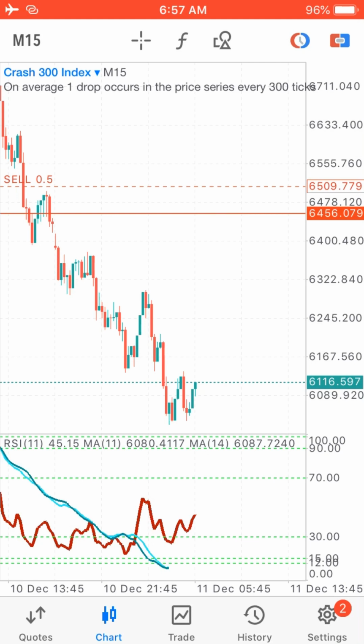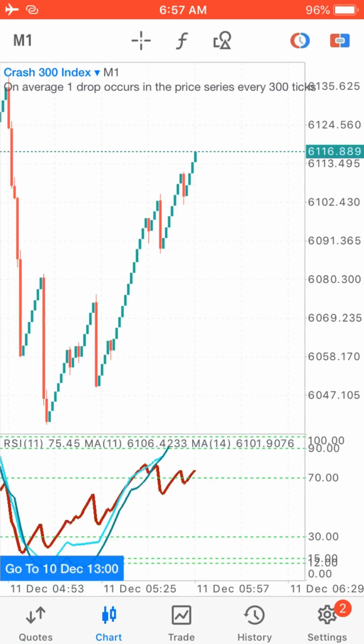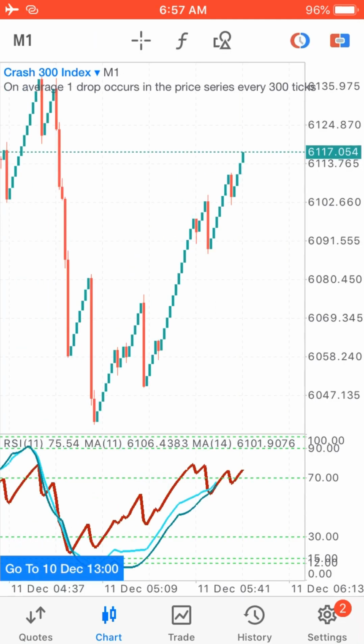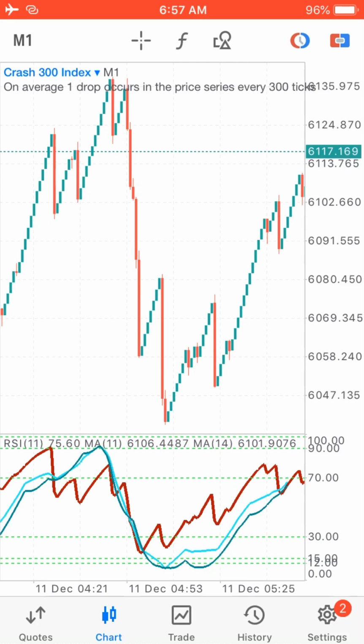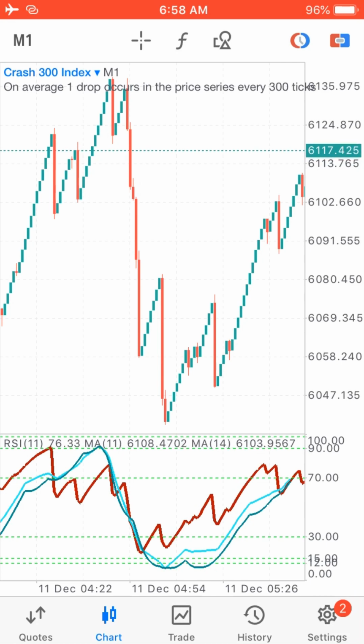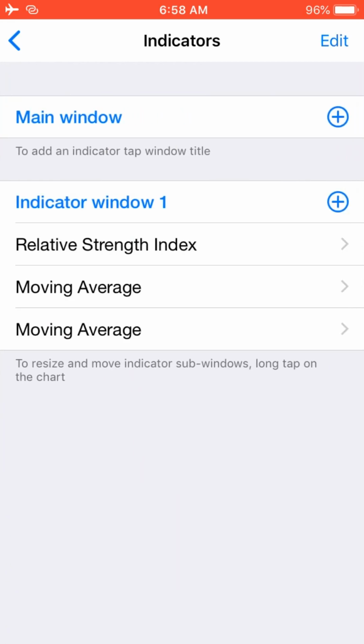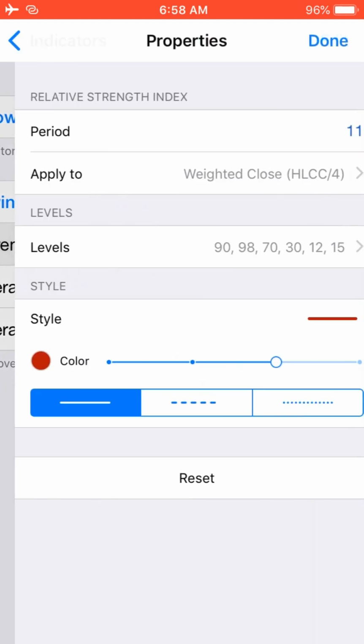after using the higher time frame to determine the trend of the market, you now go to the 1 minute time frame, and here is where the indicators come into play. If you've not watched my last video, please do well to go watch it so you can understand how this indicator works. Now I'm going to show you the settings of the indicator. Of course, I use the relative strength index and two moving averages. And here are the settings.